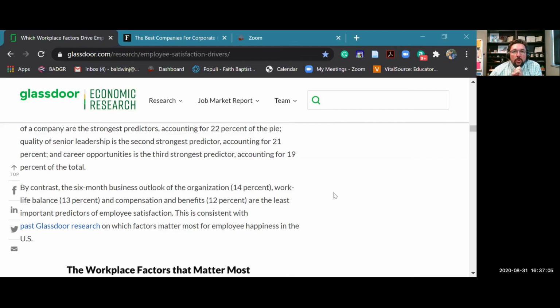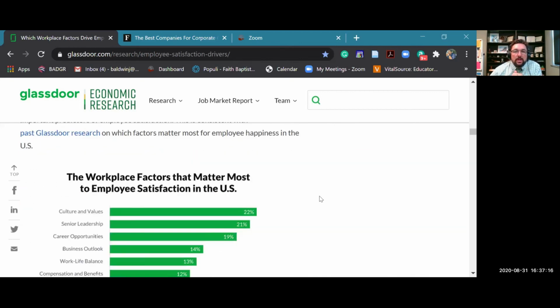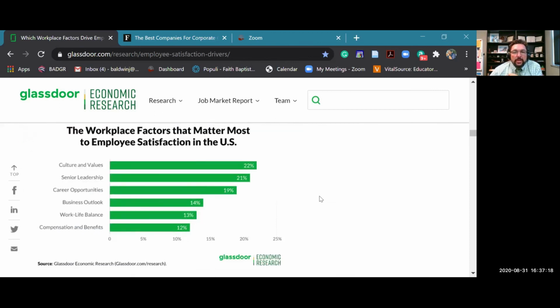So when looking at what engages employees, money is not the biggest thing. Money is actually at the bottom. When given other choices, money is not as high. Here you go. You can see the graph that goes with that. Compensation and benefits was the lowest of the things to compare. Culture and values was the highest.